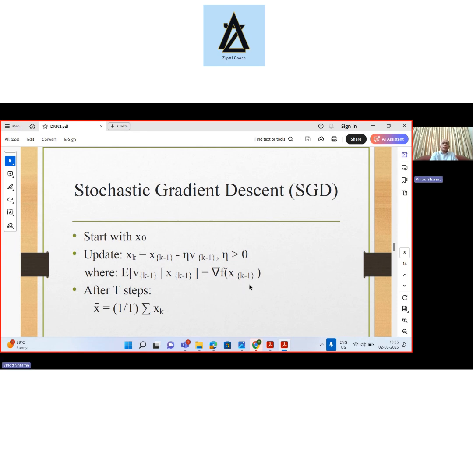Remember, for gradient descent, at this point, we choose this term itself, but in stochastic gradient descent, you have some possible choices. So v_{k-1} should satisfy this. After T steps, so you decided to run the algorithm for T steps, again, you can take an average of all these x_k points to get x bar, which you will take as an approximation of the minimum point.